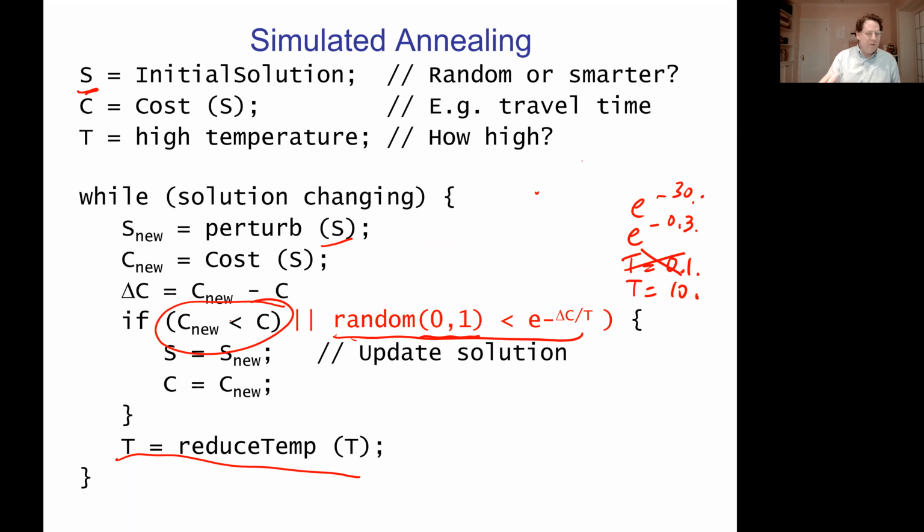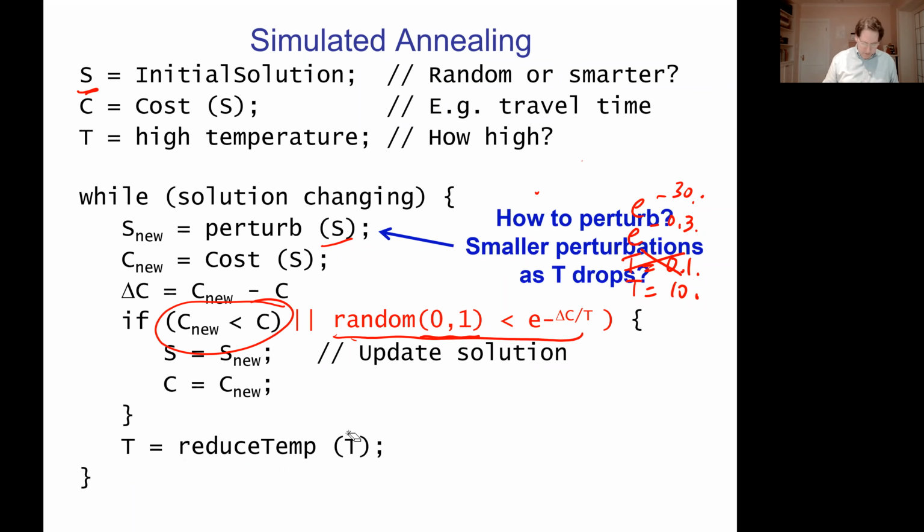For this algorithm to converge to a good solution, we need to be gradually reducing the temperature. Okay, and this is also tricky. So how fast do we reduce that temperature? What are these perturbations? It might be smart to make smaller perturbations as the temperature drops, because we know that big disruptions or big hill climbing moves are not that likely to be accepted. So there's a lot of tuning, a lot of cleverness that goes into an algorithm like this.